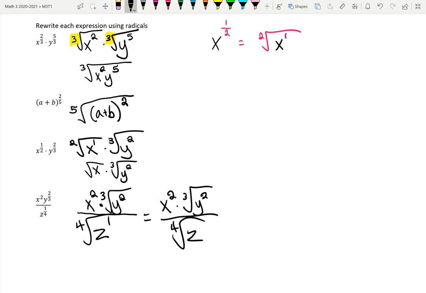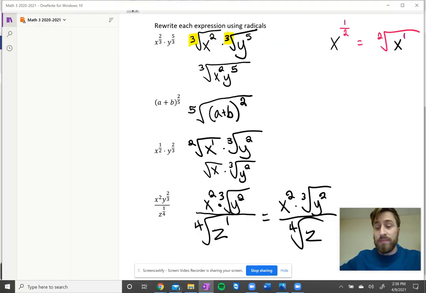So just remember that the denominator of a rational exponent represents the index, and you'll be good to go. Practice this on your own. That's it for now.